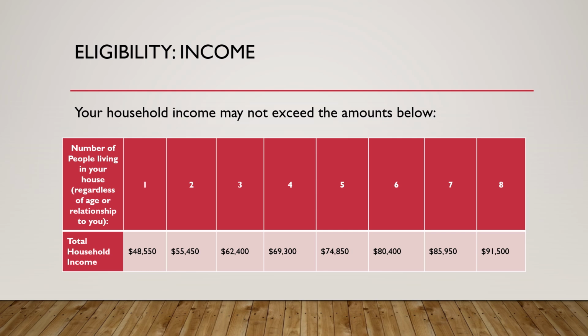As an example, if 6 people live in the house and there are 3 adults and 3 kids under 18, then the household must provide documentation for the 3 adults, and the household income cannot exceed $80,400 a year. If you still have questions about your household makeup, please call the office.